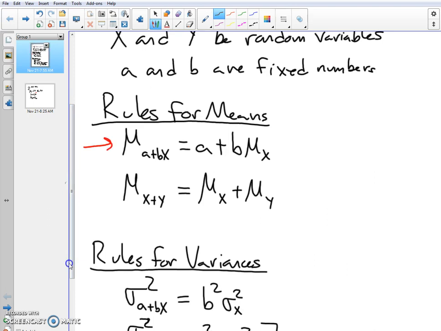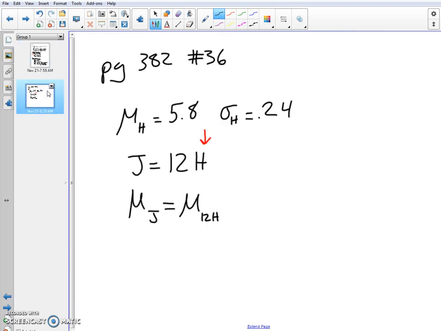Now I don't have an A because I'm not adding anything, but I do have a B. My B would be 12 because I'm multiplying my variables by 12. So this is just equal to 12 times the mean of H if we follow the formula, or 12 times 5.8, which is just 69.6 inches.